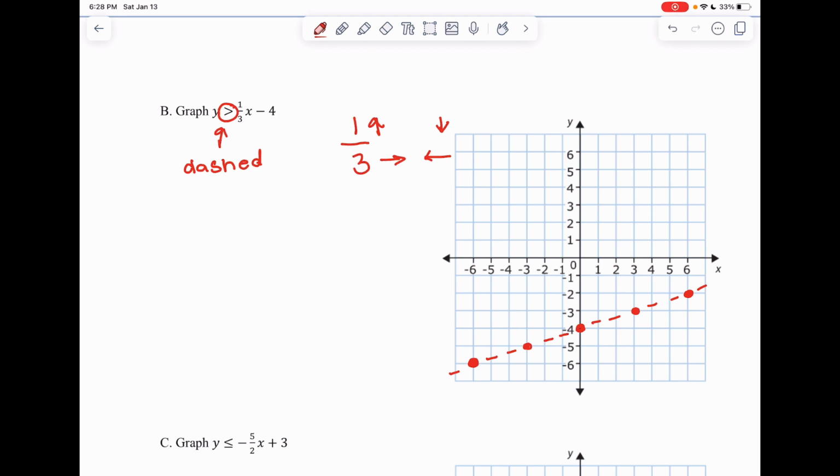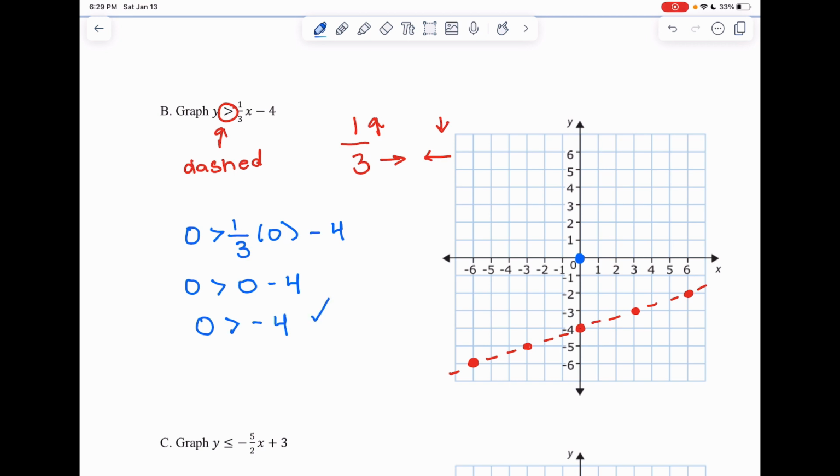And my last step, I have to determine which side of my boundary line the shading goes on. So I'm going to plug in the point 0, 0 and see if it works. So plugging in 0 for x and y. 1/3 times 0 is 0. And 0 minus 4 is -4. And 0 is greater than -4.